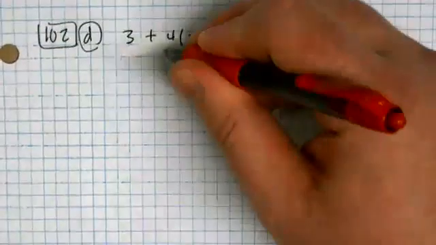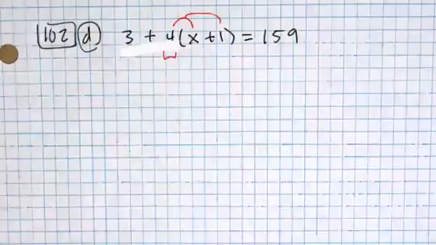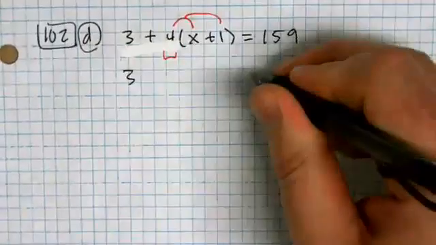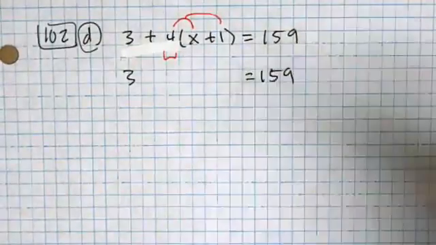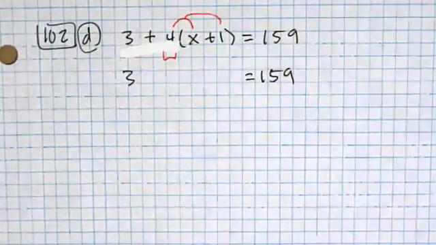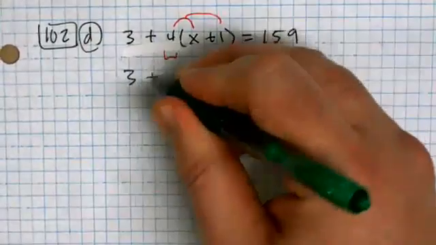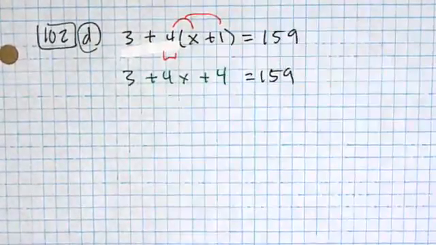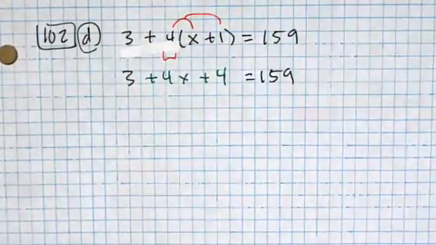There's a 4 in front of this parenthesis. We're going to distribute that 4 into there. Everything else is going to stay the same. The 3 and the equals in the 159 stay. 4 times x is 4x. 4 times 1 is 4. And we've got that.